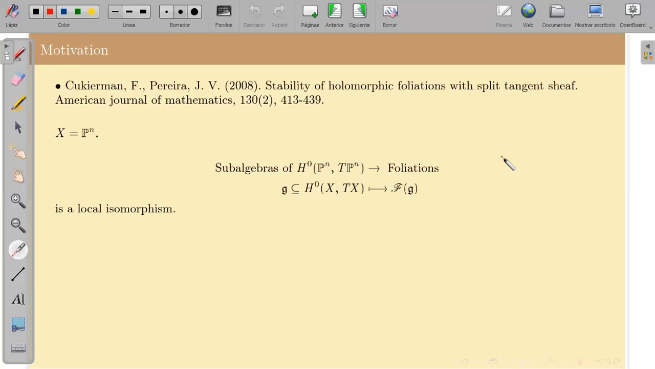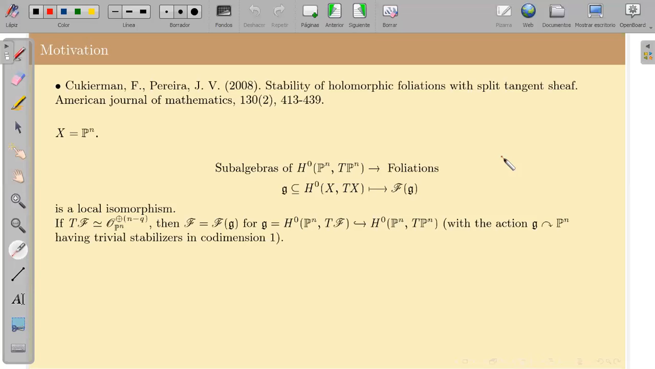Okay, so maybe I would say a quick guideline of the ideas there. This is the following. If the tangent sheaf of an involutive distribution is trivial, then it must be associated to some subalgebra of the global vector fields on X, with the action having trivial stabilizers in dimension 1. That's what I mean when I say locally free.